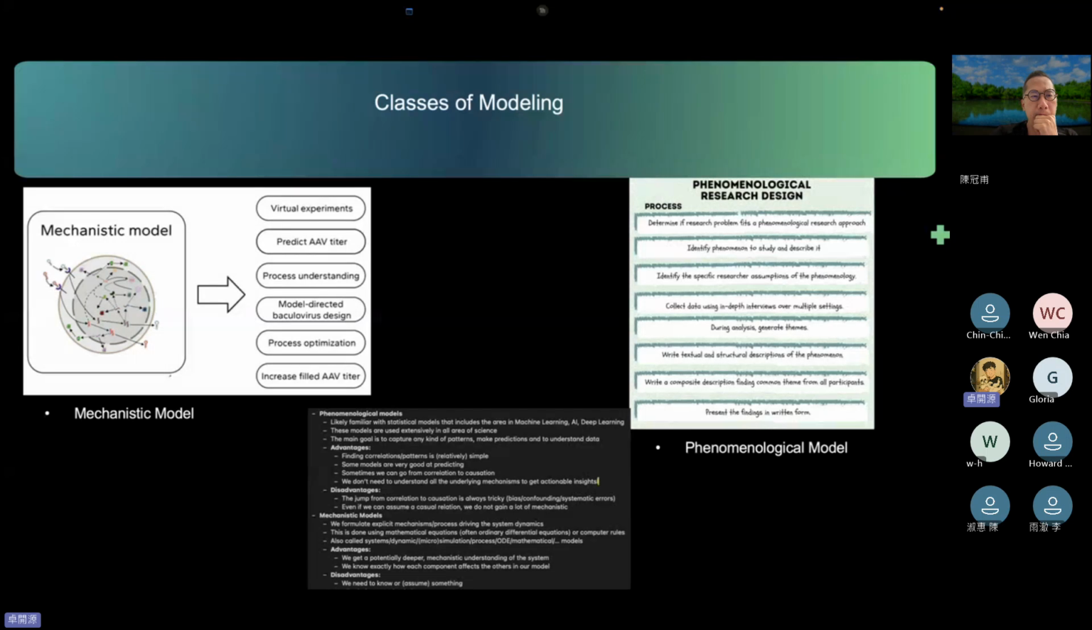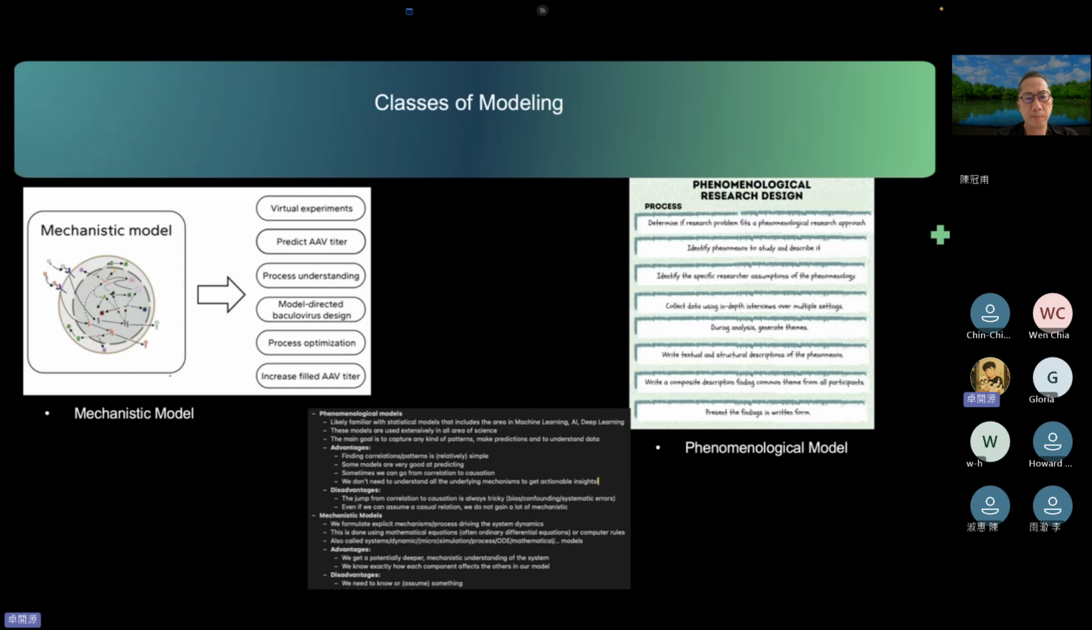There are two main classes of modeling, mechanistic and phenomenological, which have their own advantages and disadvantages. Phenomenological is pretty much the kind of model we're familiar with, like deep learning, neural networks, regressions, random forest trees, etc. Mechanistic models might be ones we rarely touch, since we're more of a dry lab and a machine learning oriented lab.